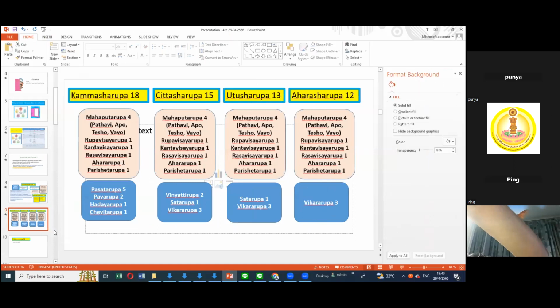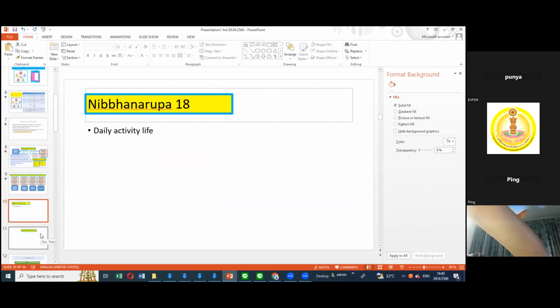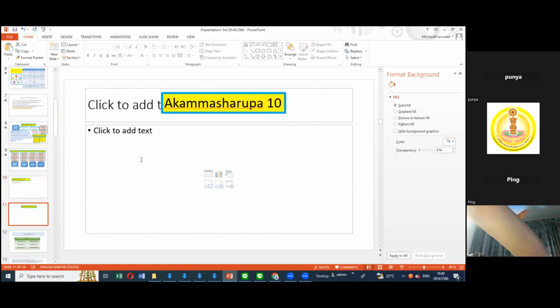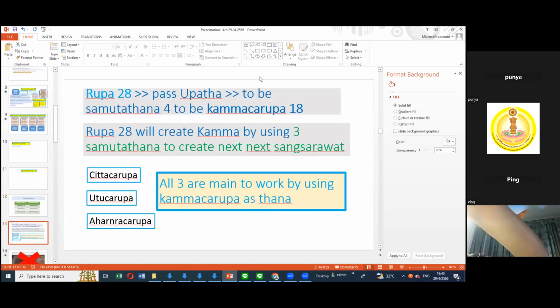So when we know this, we can connect to the next slide. Nippana Rupa 18, we know about that already. And Agamma Sharupa 10 is very important for doing in this life, the current life, as it gives a result in the next life. So Simultatan 4. We know this already from the details I told you in the previous slide, and Agamma Sharupa 10 is very important, as I told you. So Rupa 28 is passed to Upatha.